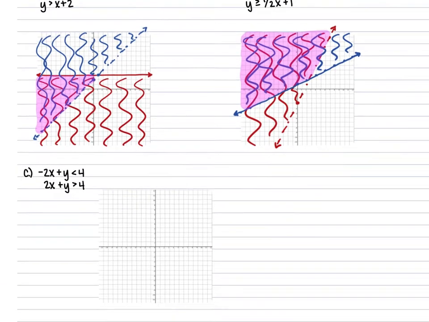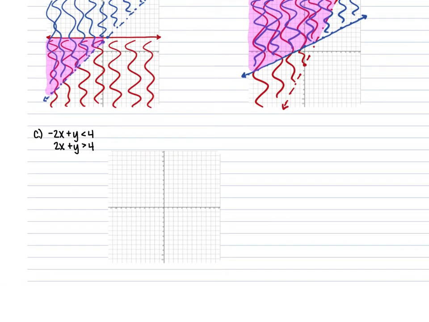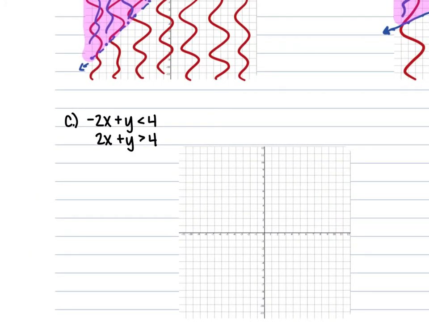For example C, we have negative 2x plus y is less than 4 and 2x plus y is greater than 4. I'm going to work with these two inequalities separately first, so that I put them into slope-intercept form. If I work with the top one, negative 2x plus y is less than 4, I'm just adding that 2x to each side to get y by itself. So I have y is less than 2x plus 4.